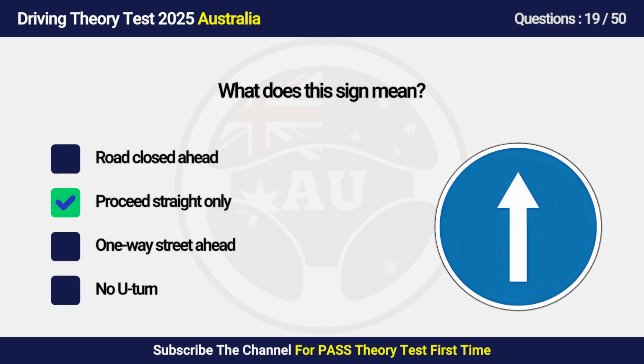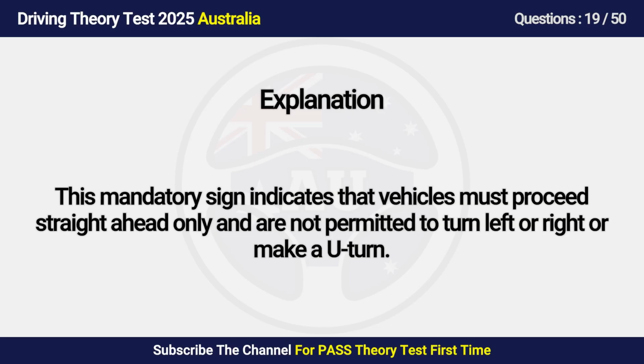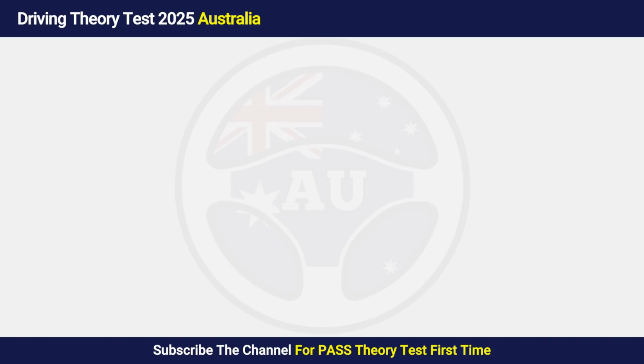Answer is B. Proceed straight only. This mandatory sign indicates that vehicles must proceed straight ahead only and are not permitted to turn left or right or make a U-turn.